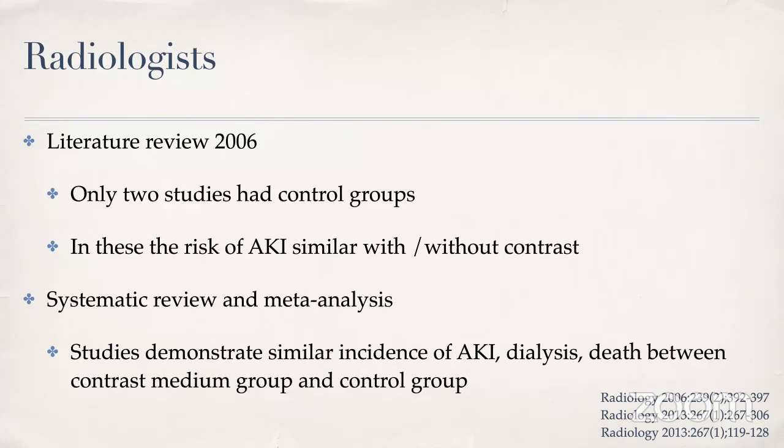And what they found was that of all the published studies, only 2 had control groups. One of them was the study that I mentioned earlier that Kramer did in 1985. And the second was a study published in 1991 in the Medical Journal of Australia. And those were the only 2 studies that had control groups. And in both of those studies, the incidence of AKI was similar in patients given and not given contrast.